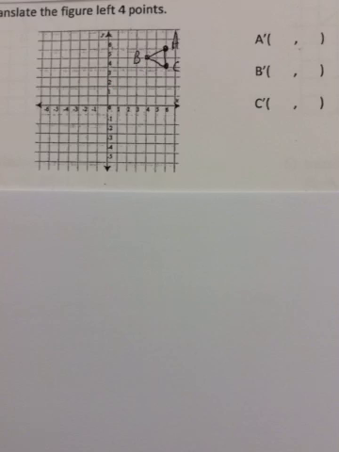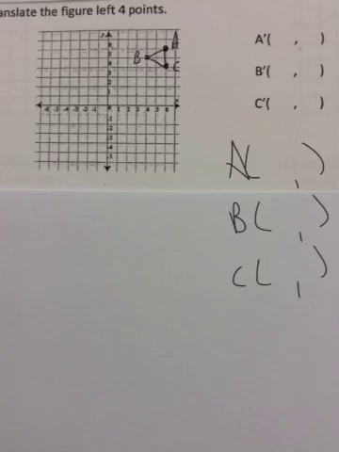Okay, so let's try the next example. The next example says translate the figure left 4 points. So I'm going to do the same thing. I'm going to start by naming my original ordered pairs here. So if we look at A, we're counting from the origin. For A, we're going right 6, and we're going up 1, 2, 3, 4, 5, 6. And then for B, we're going right 4, so positive 4, and then up 1, 2, 3, 4, 5. And then for C, we're going right 6, and up 1, 2, 3, 4.